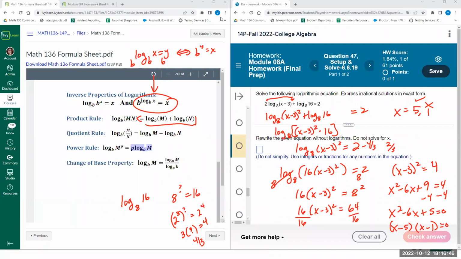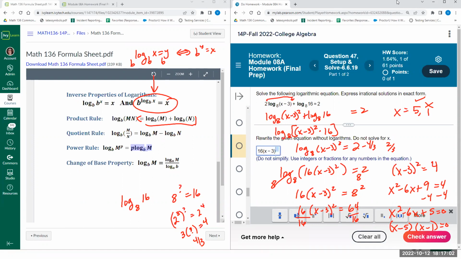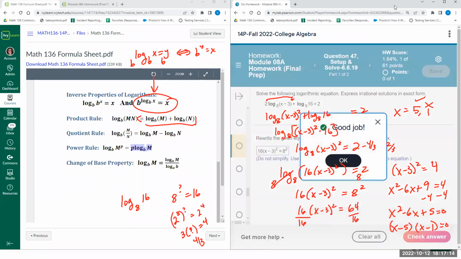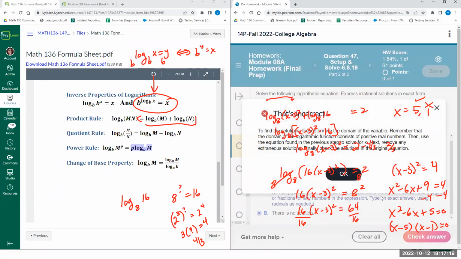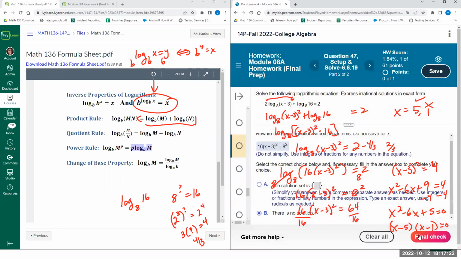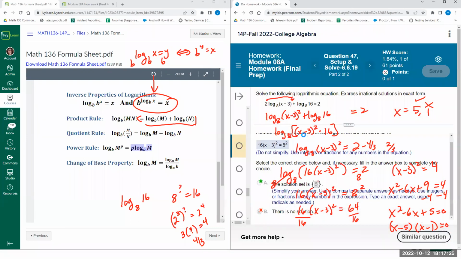But then the other thing with this question is it's asking you first to just rewrite the given equation without logarithms. So they want you to give some form of the equation at the point where you've gotten rid of the logarithms. So let's see if it'll accept just this 16 times (x minus 3) squared equals 8 squared. So just that was the first part of the process where I had gotten rid of the logs and it accepted that. Let me see now if it would, I think it would accept really any form.